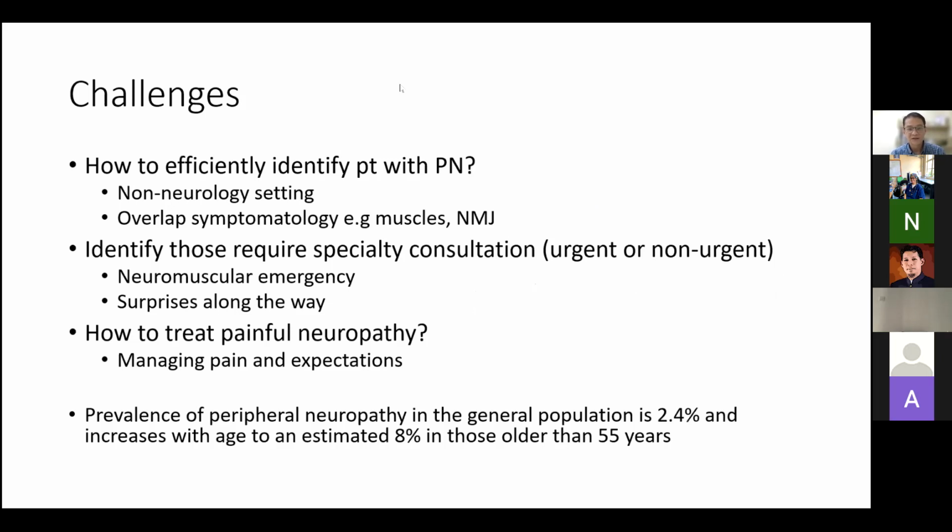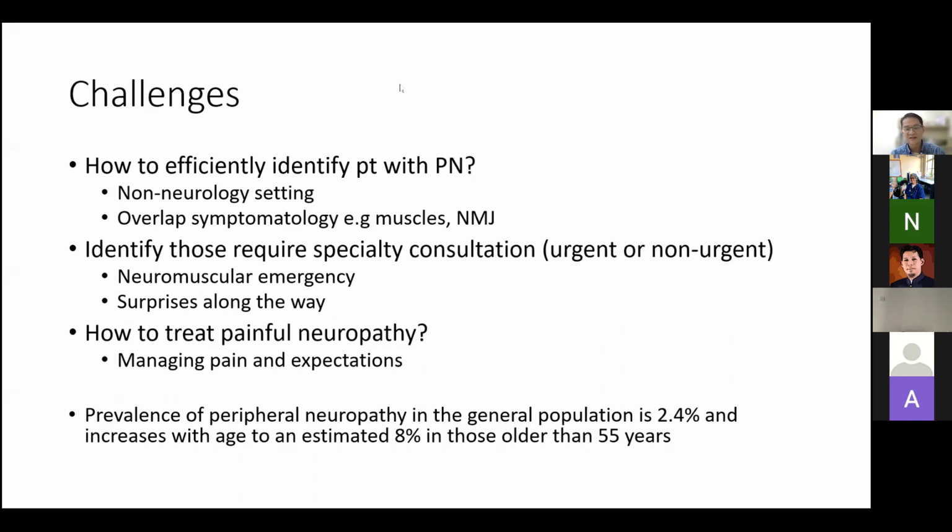So my lecture is practically divided into 3 sections, based on the major common challenges that you see as doctors, either in an emergency department or in an outpatient setting. So the first is how to efficiently identify patients with peripheral neuropathy. I try to put it in a way that you are in a non-neurology setting.